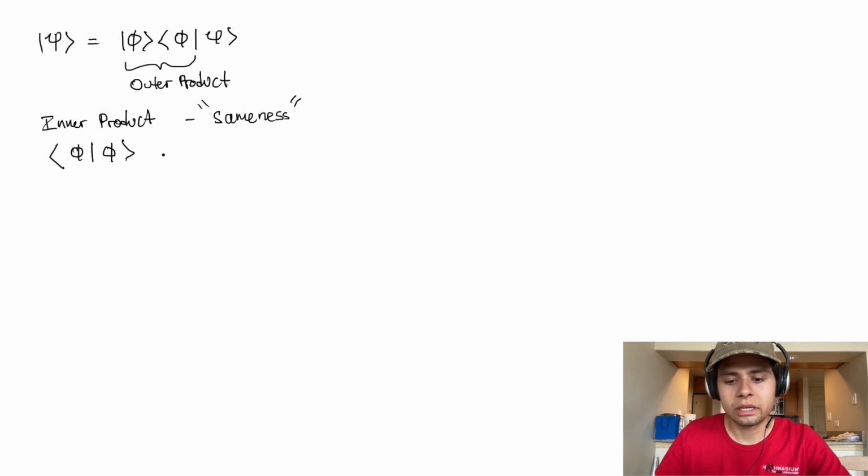This is what an inner product looks like. We can get a number out of this. In this particular case, if this vector doesn't change, in other words, if the final vector is the same as the initial vector, then our inner product is going to be 1. That's just a number. You can think of this as how much the initial state is the same as the final state.